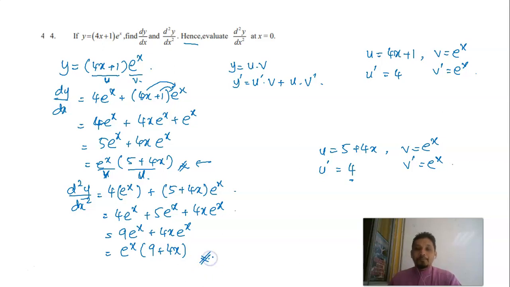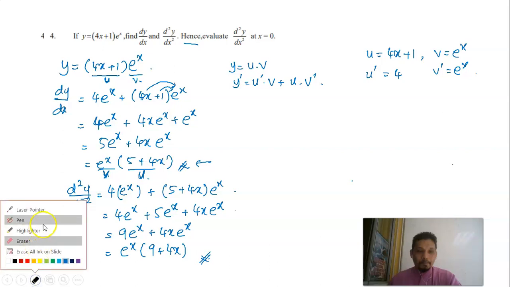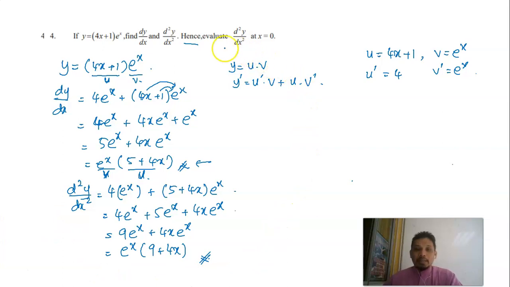There you go. Okay, so the question wants us to use the second derivative. Hence evaluate the second derivative with respect to x, which we got here now, at x equal to 0.